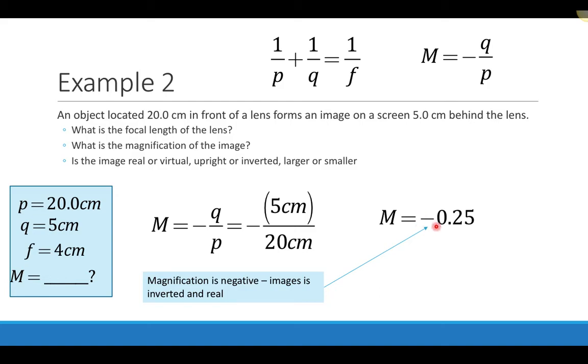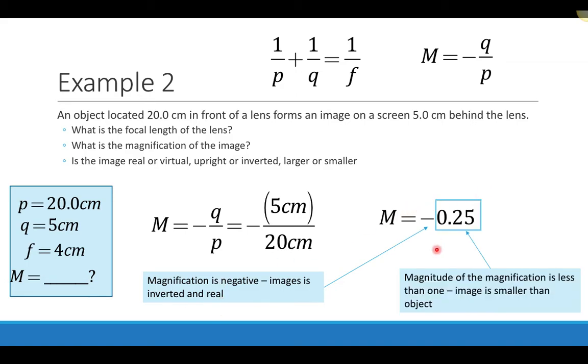The fact that my magnification is negative tells me that the image is inverted and real. All inverted images are real. And the magnitude of the magnification is less than 1, which tells us that the image is smaller than the object.